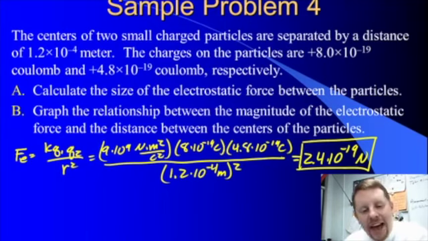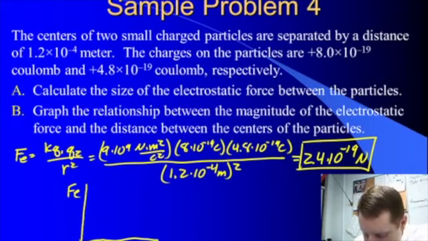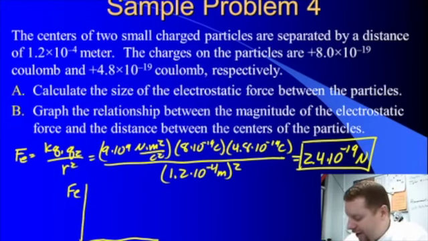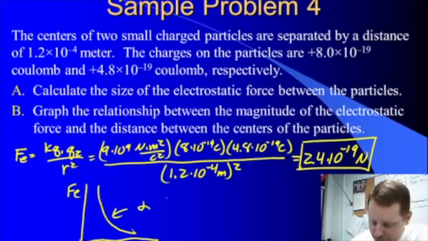Next, we're asked to graph the relationship between the magnitude of the electrostatic force and the distance between the centers of the particles. So that'll be the electrostatic force on our y-axis and the distance between them, r, on our x-axis. And we know since this is an inverse square law, it'll have that shape where it's proportional to 1 over r squared.